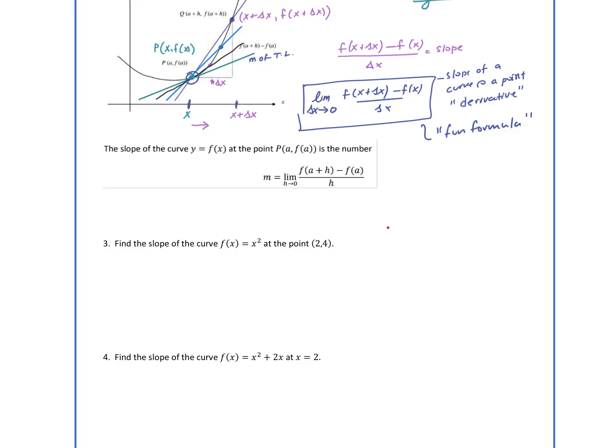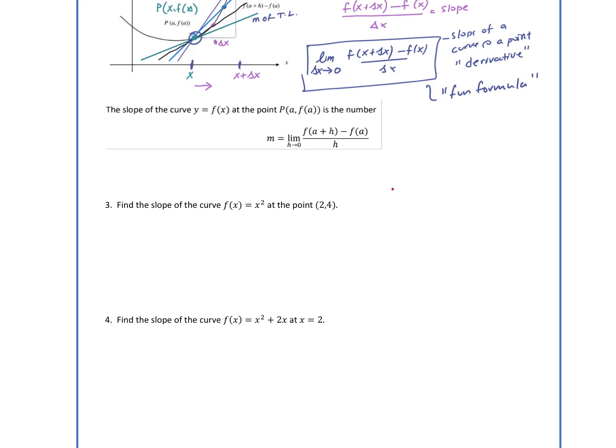So I'll probably just have you do it once or twice, and then we're going to use the shortcuts, obviously. Okay, so let's do the shortcut just to check ourselves. So f of x is x squared. So the derivative, I'll call it f prime of x. You're going to bring this down, lower the power by 1. So hopefully when we're done, we get 2x.